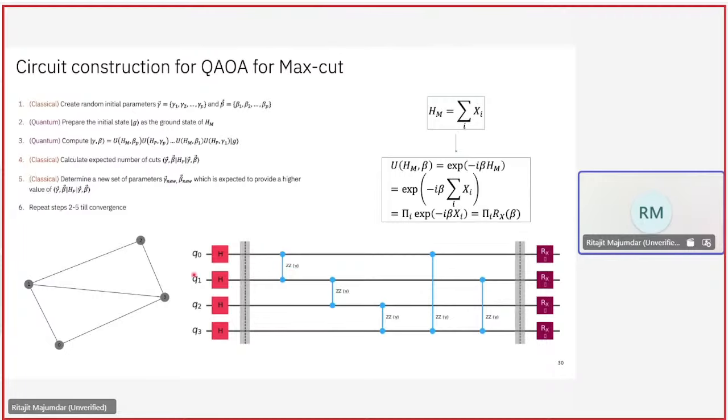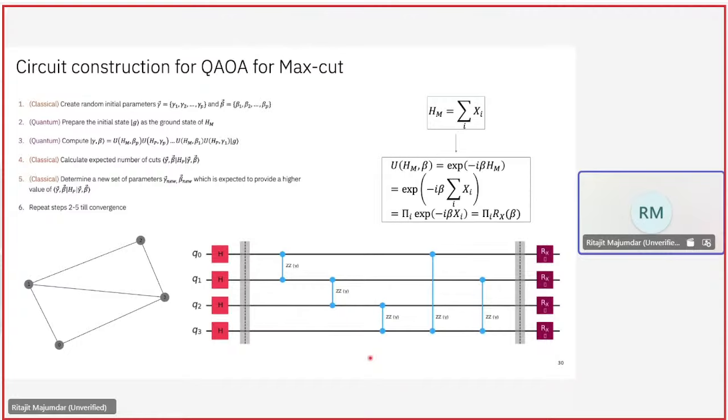If you have p equal to 2, the state preparation happens only once, and the same part will be repeated twice. If you have p equal to 3, this part will be repeated thrice, and so on. So it's very simple to come up with the circuit for this max cut.